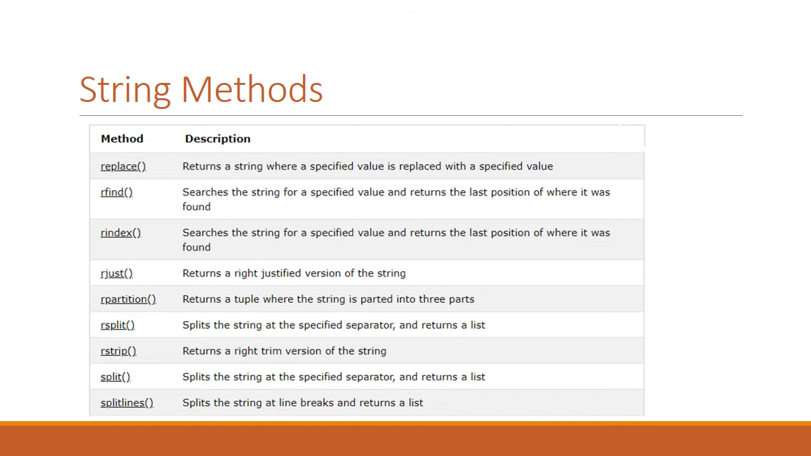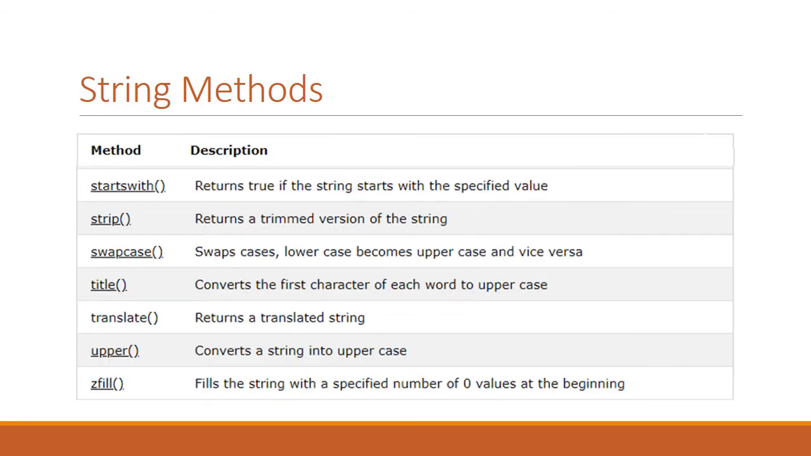The replace method returns a string where a specified substring is replaced with another specified substring. The rstrip is a method that's used to delete all the trailing characters mentioned in the argument. The startswith method returns true if the string parameter starts with a specified substring. The upper method returns a string where the string parameter is converted to all uppercase.